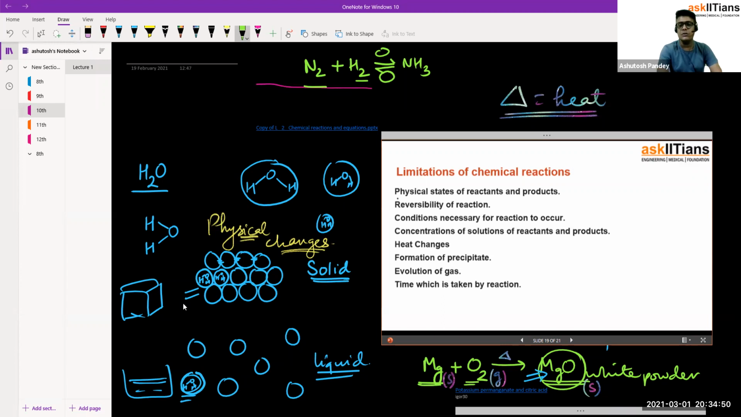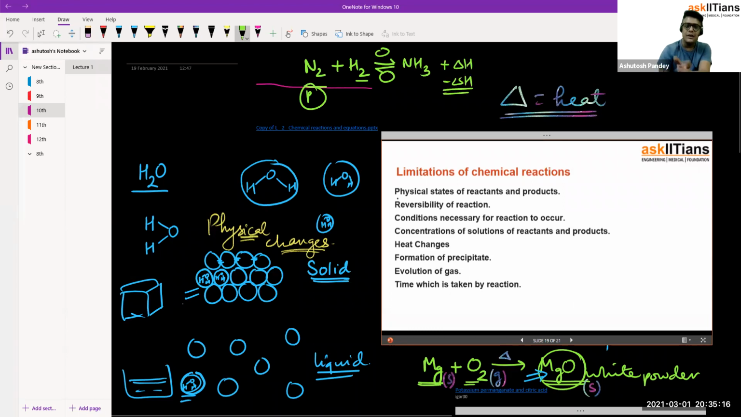Then, concentration of solutions of reactants and products: we can write the concentrations or pressures, that is, at what pressure this N2 is present, at what pressure this H2 is present. Like this we can write. Then heat changes, as I explained, we can write the heat involved in this reaction by writing either plus H or minus H.